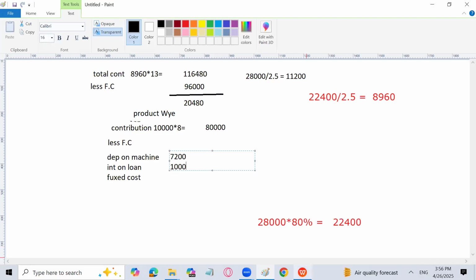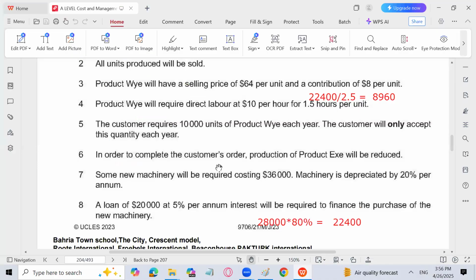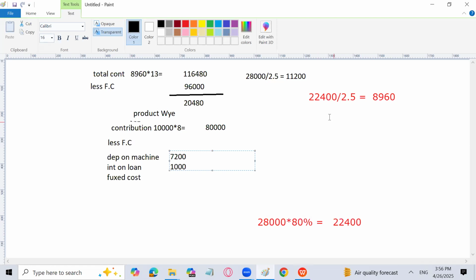Now, the most important part of the question is this: if we are producing 10,000 units of Y, then how many hours of labor have already been consumed? Y is going to take how many hours per unit? 1.5 hours. It means if you have 28,000 hours currently, 10,000 multiplied by 1.5, we will get how many hours? 15,000 hours are consumed for the production of Y.